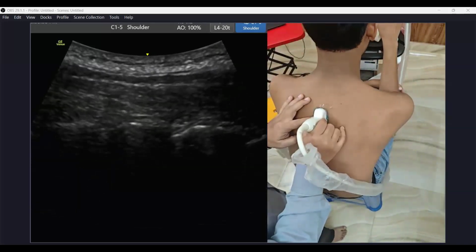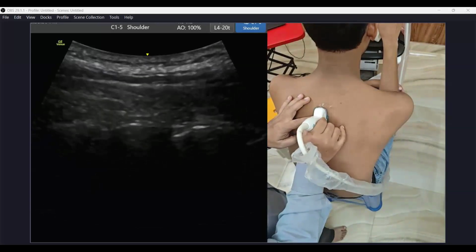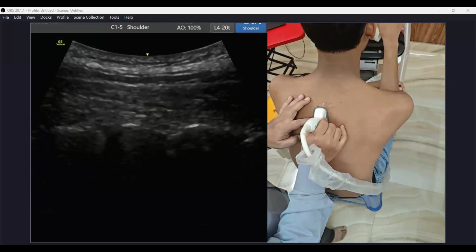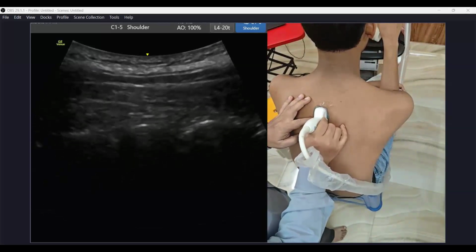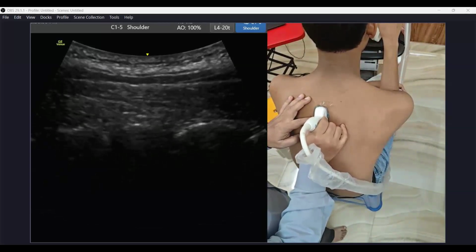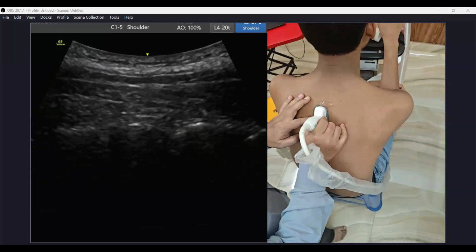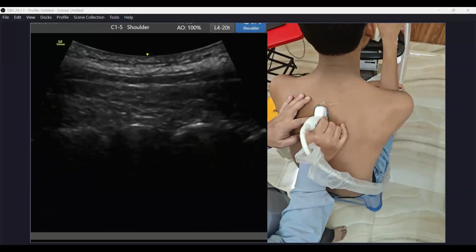Okay, so this is the facet joint area. In the middle part, you see there is no gap. Two bones are more or less forming a joint. There is no gap. Okay, just freeze here.